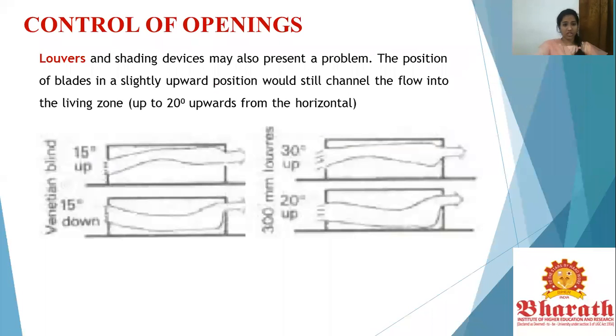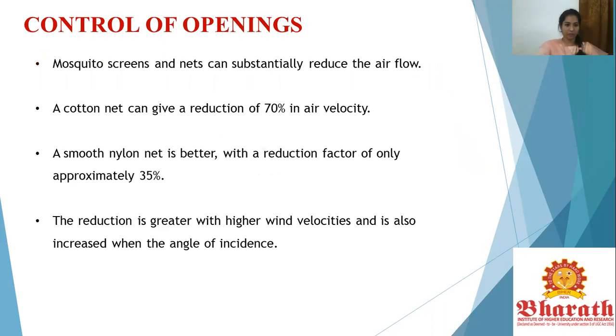Louvers. So louvers and shading devices may also present a problem. The way they are positioned for the air movement to enter the building plays a major role. If they are slightly in an upward direction, the flow of air will move upward, thereby not being in the occupant zone and would move on above. So the position of your louvers also plays a major role.